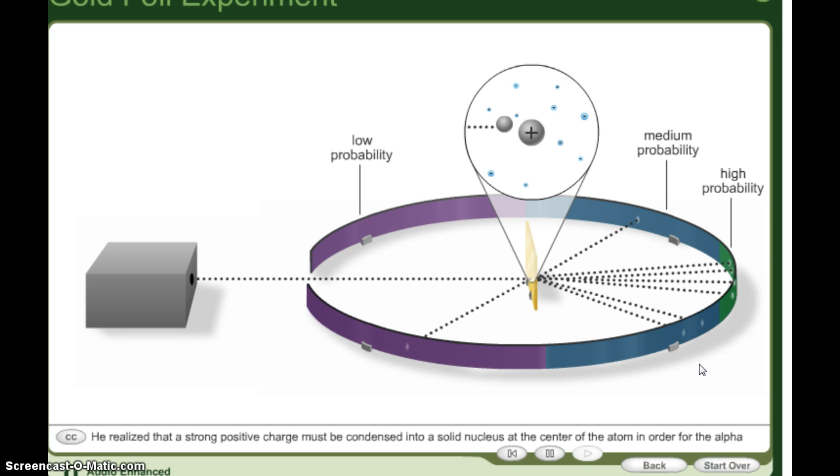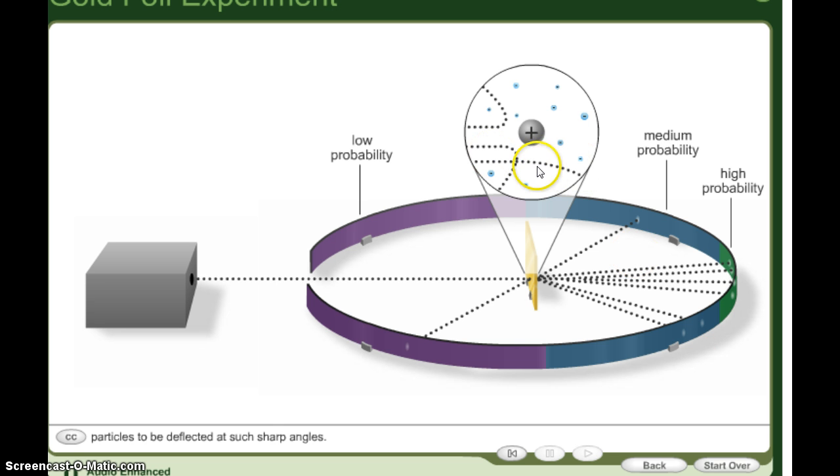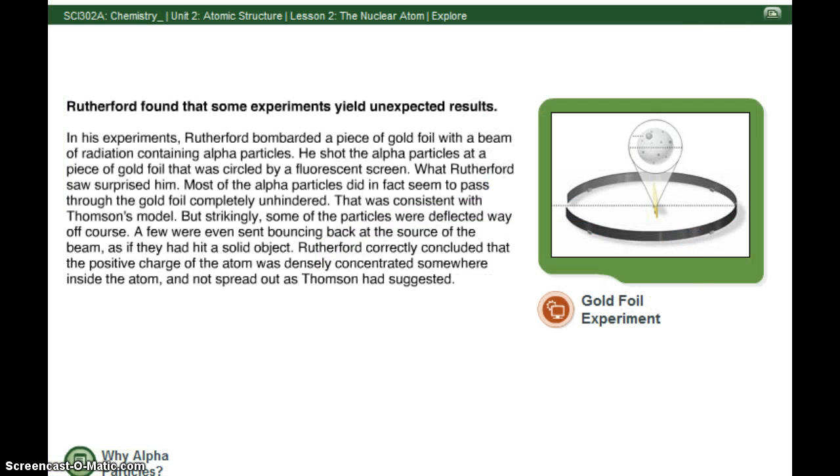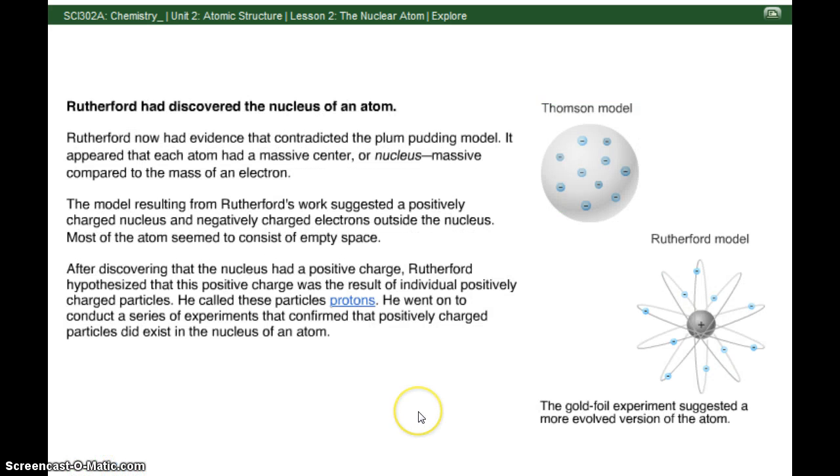Strong positive charge must be condensed in the solid nucleus of the center of the atom in order for the alpha particles to be deflected at such a sharp angle. Because if there's just a little bit of positive, it would just kind of go, oh, whatever, move over. But this one was so strong, it came in, put the brakes on, and bounced way back. Rutherford had discovered the nucleus of the atom.